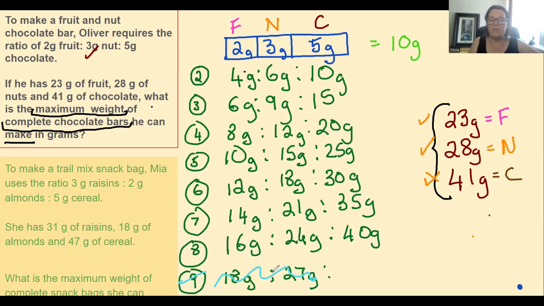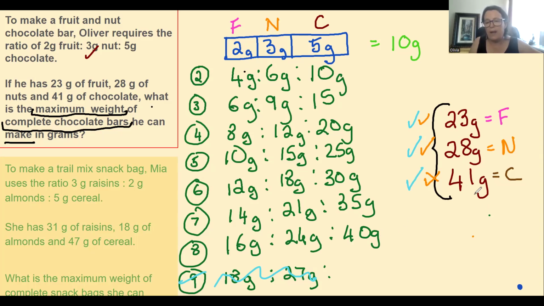Let's see, has he enough ingredients all around to make 8 bars? So we've got 16 grams. Yes, we've 23. He has 23 grams. So it's loads of fruit. He needs 24 grams of nuts for 8 bars. And he's got 28 grams here. He's loads. He needs 40 grams for chocolate. And he's 41. So he can make 8 bars.